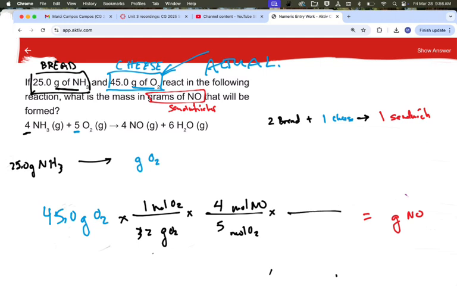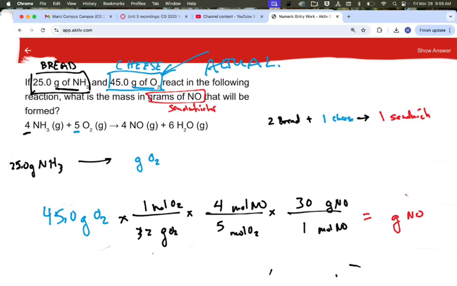I need to get the moles of NO to turn into the grams of NO, which comes from the periodic table. 14 and 16 is 30 grams of NO is 1 mole of NO. Now I can run the calculation and I have my answer of grams of NO. You're like, well, that's roughly the same amount of calculation work that we did with the last one. You're right, it is. But the question that's being asked was different.